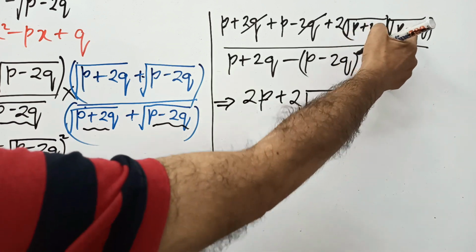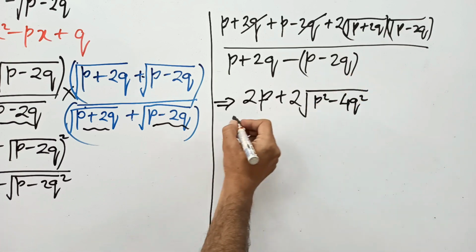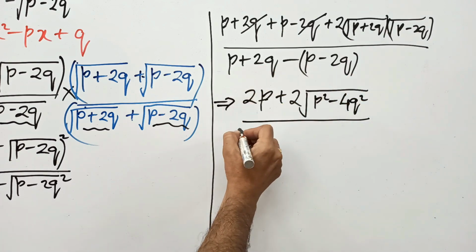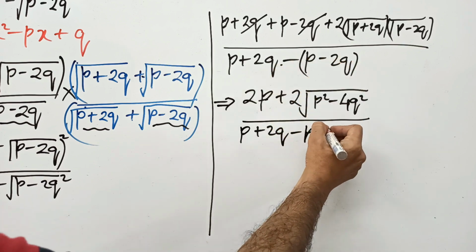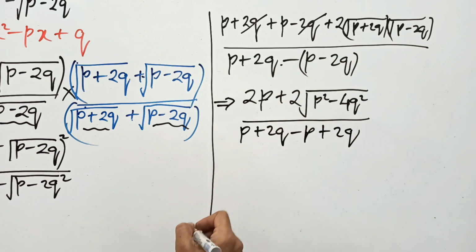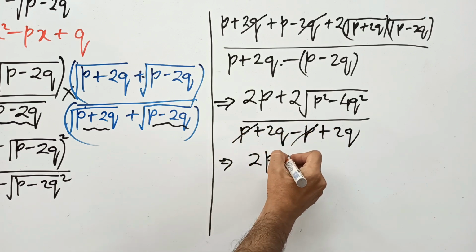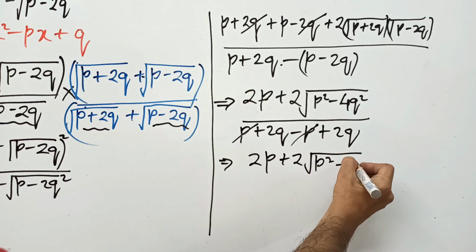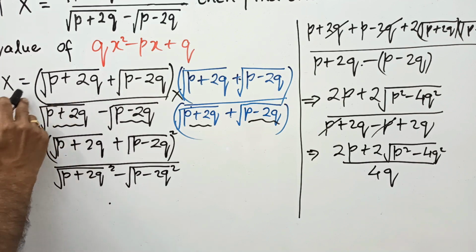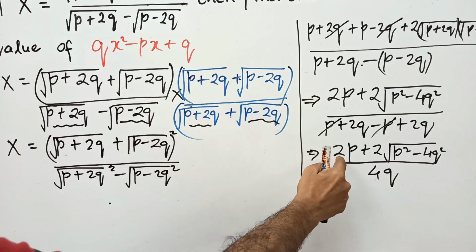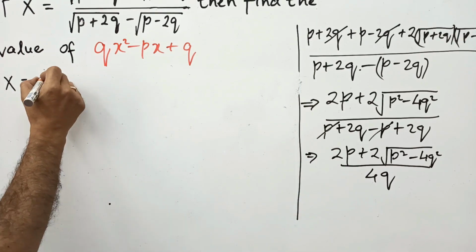again we will use the a plus b, a minus b, a square minus b square identity. 2q whole square means 4q square. Now after opening the bracket we will get 2p plus 2q minus p minus minus, this is plus. So here the p will be cancelled. We started from here, the x is equal to this expression. Now again we will put this is equal to x. So x is equal to, I am putting this final expression.